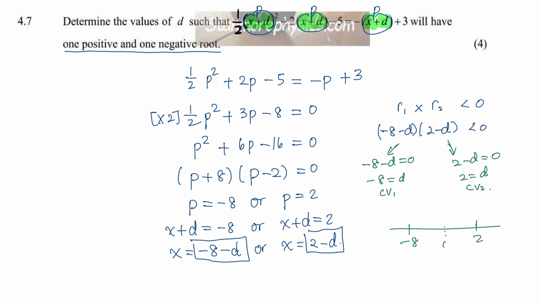Now let's test. Again, let's test 0, since 0 is between them. Minus 8 minus 0 is minus 8, and then 2 minus 0 is 2. Negative 8 times 2 is negative 16. So this region in between here is negative. That means that's positive and that's positive. Since we are looking for where it's going to be negative, the answer now is going to be simply that d must be between negative 8 and 2.